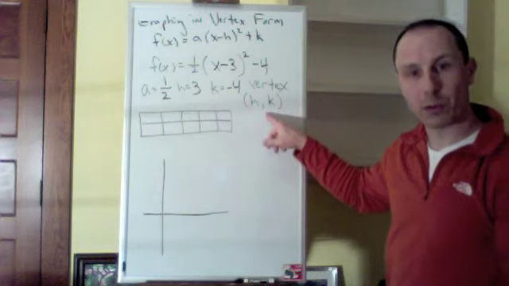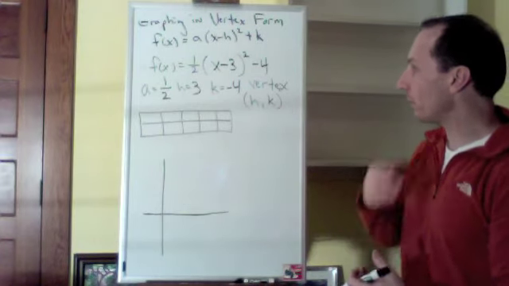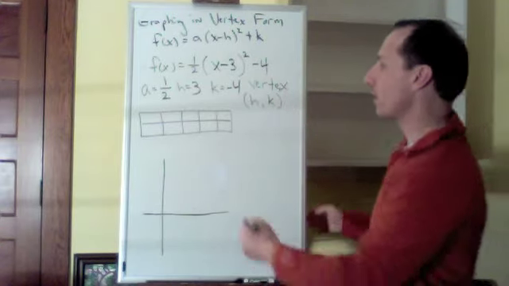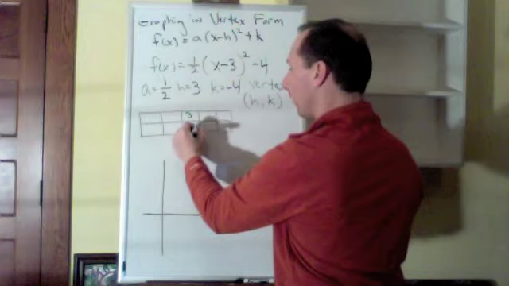Our vertex, when we're in vertex form, is at (h, k). So it's really easy when you're in vertex form to identify the vertex. And so we're going to plot that right here on our chart, (3, negative 4).